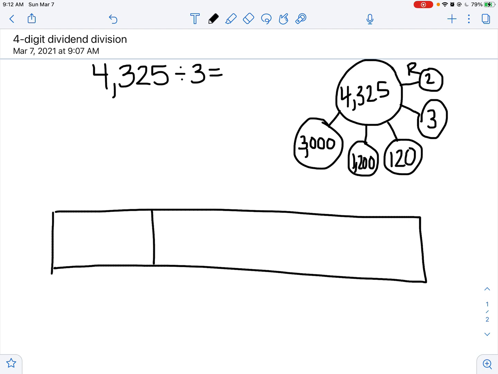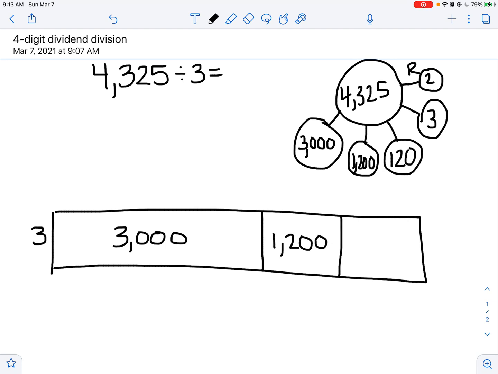I don't want this to look like 3,000 and then this to look like 1,200. We want to make sure a representation is accurate. So I'm going to put this part, this chunk, maybe a little smaller just because I want space, as my 3,000. And we know I'm dividing by 3. I'm going to break this part up into the 1,200, and maybe slightly longer.